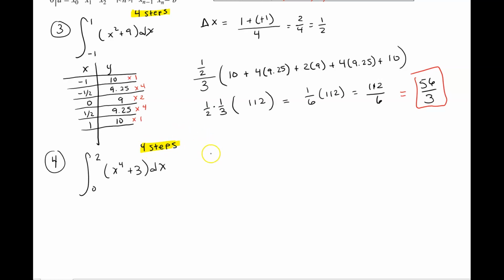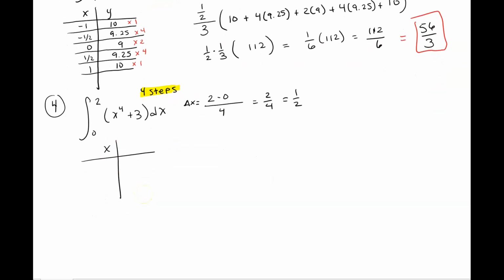Okay, so let's see what it is. We have 2 minus 0, so here's our delta x. 2 minus 0 divided by 4, 2/4, which is 1/2. All right, so we're going to compute our table of values here for x, increments of 1/2. So we're going to say 0, half, 1, 1.5, and 2. And these are the y values.